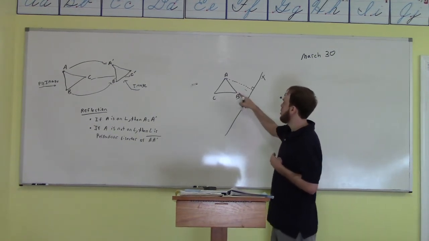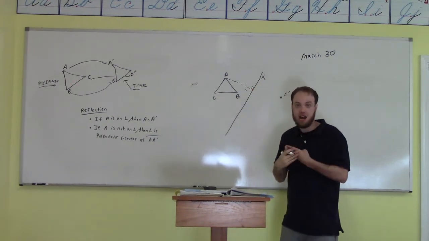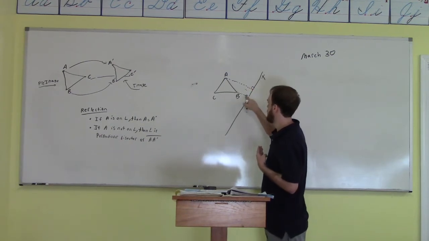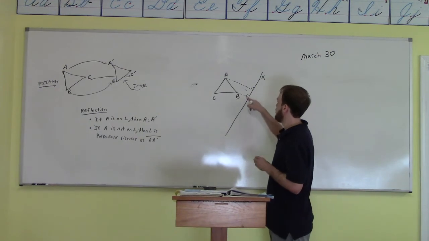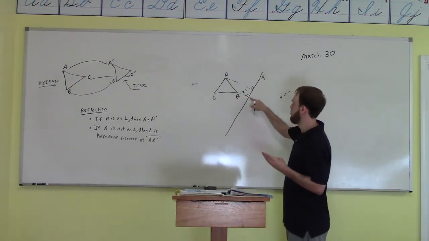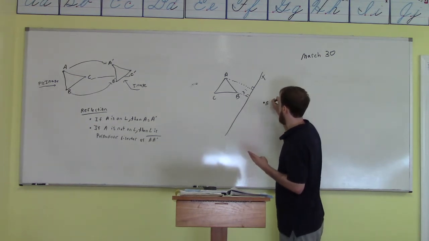Okay, then we're going to go B. So B is right here, so I would have to measure or get the right angle to the line. So I would do B, right angle to the line would be somewhere in here. And so you would measure this distance. Well, if that distance was 3, then I would measure 3 over here. And that would be your B prime.